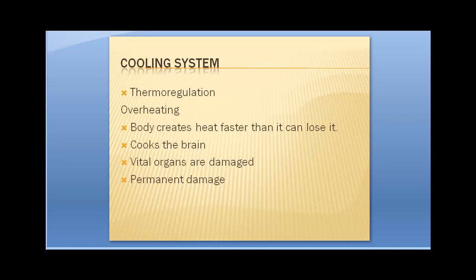So cooling systems, thermoregulation, overheating. So if you're out working out in a hot environment, your blood is a thermoregulator. It runs through your limbs as sweat evaporates, helps cool off the blood in your extremities. It comes back to the core and cools off the blood in the core. But you can generate metabolic heat faster than you can lose it. If you get too hot, you can cook the brain, and your vital organs can be damaged, and you can have permanent damage by getting too hot.